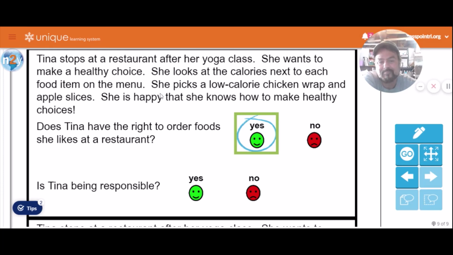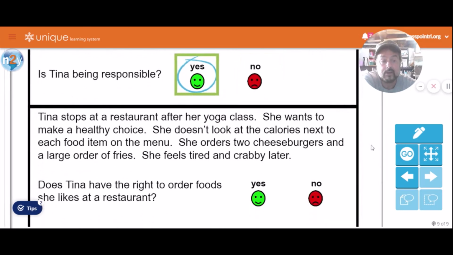Okay, so let's see. She picks the low-calorie chicken wrap. So is she being responsible? Yes, because she's being healthy. Okay, let's see how this could have gone down.